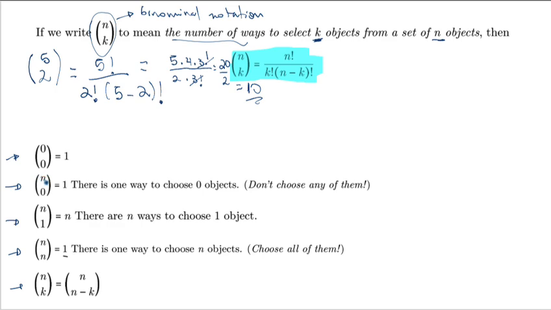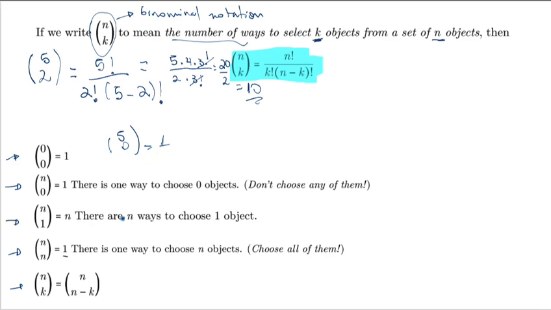The other property is whatever n you have, whatever number of objects you have, if you're selecting them in a group of 0 elements, this is also 1, meaning that there is only one way to choose 0 objects, right? Just don't choose any of them. Let's say if you have 5 pair of shoes and you're doing 5 choose 0, well, there's only one way of doing that.